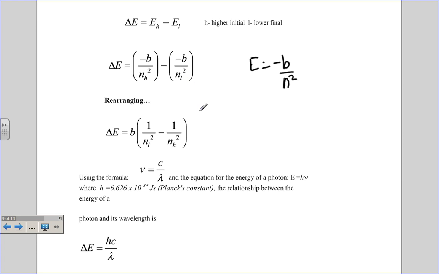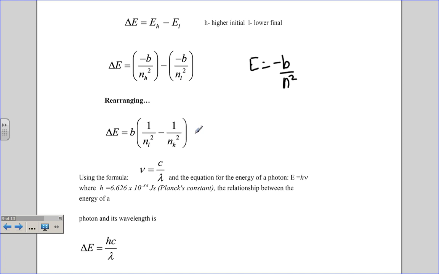Now what I'm doing from here to here in terms of rearranging, I'm just trying to clean things up a little bit. So I've done a couple of things. First of all, I took out the common factor of B. Also, we've got minus a minus, so this became a plus. And so that's why I've got 1 over nl squared minus 1 over nh squared. Okay, so this just cleans up this formula a little bit.